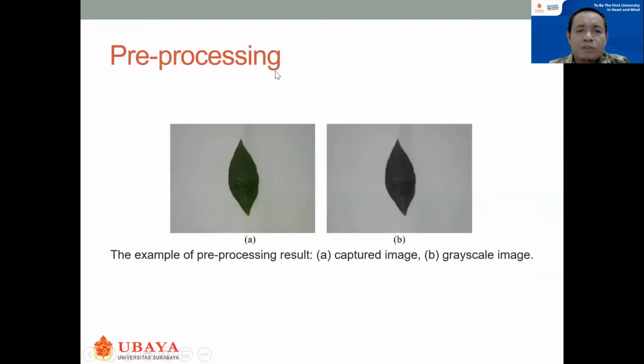The next process is pre-processing. In this step, the original captured image is converted to a grayscale image. The original image is in RGB color space, red, green, blue, and then we convert to grayscale image by using a weighted average of the RGB components. And then we employ a Gaussian filter to remove the noise resulted by camera during image acquisition.